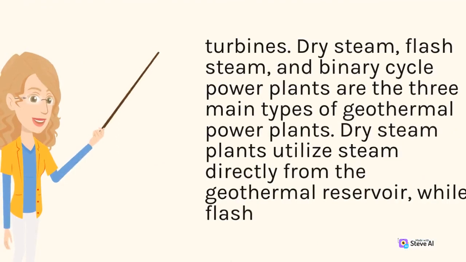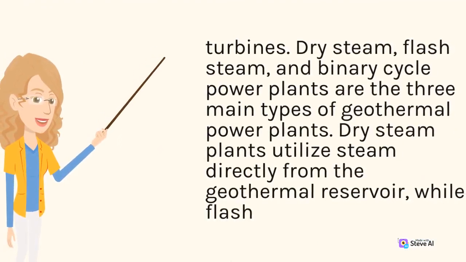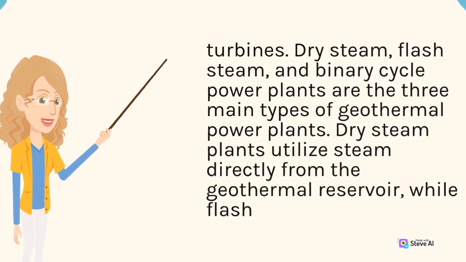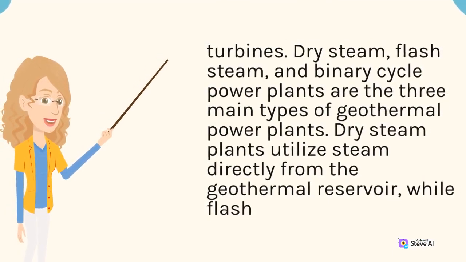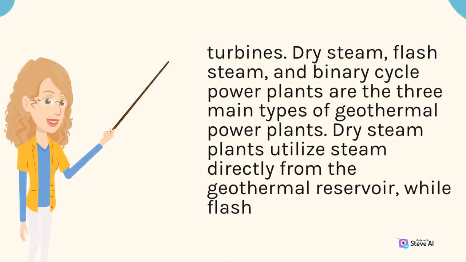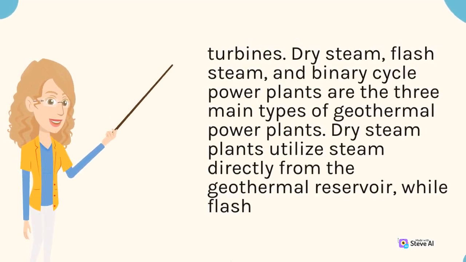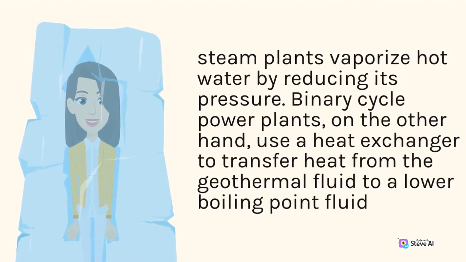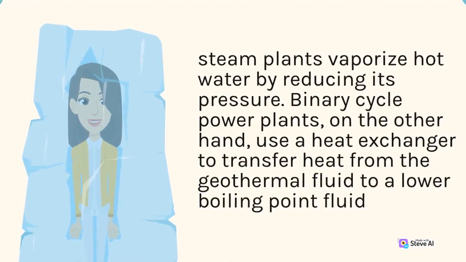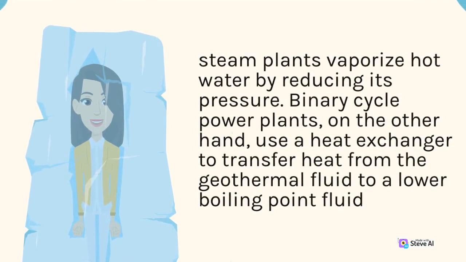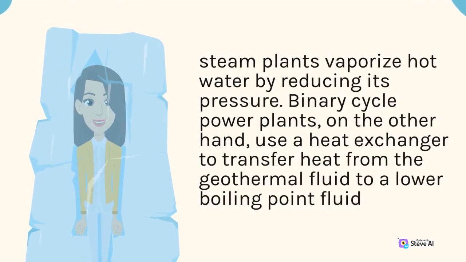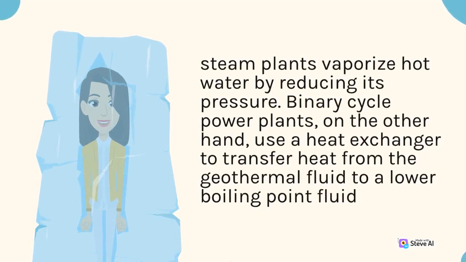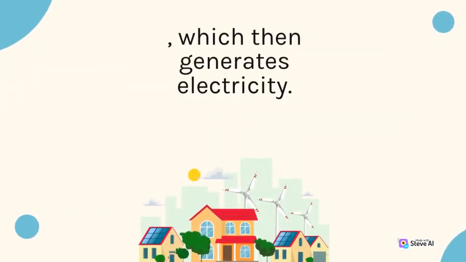Turbines. Dry steam, flash steam, and binary cycle power plants are the three main types of geothermal power plants. Dry steam plants utilize steam directly from the geothermal reservoir, while flash steam plants vaporize hot water by reducing its pressure. Binary cycle power plants, on the other hand, use a heat exchanger to transfer heat from the geothermal fluid to a lower boiling point fluid, which then generates electricity.